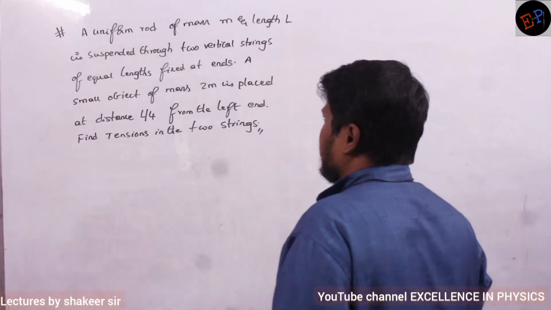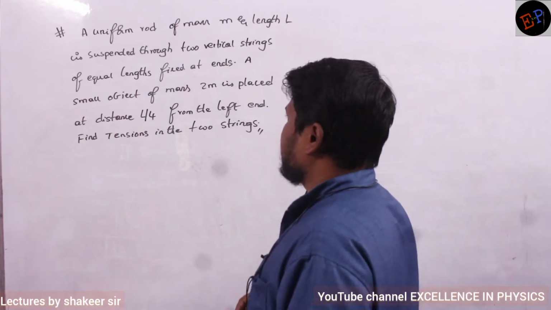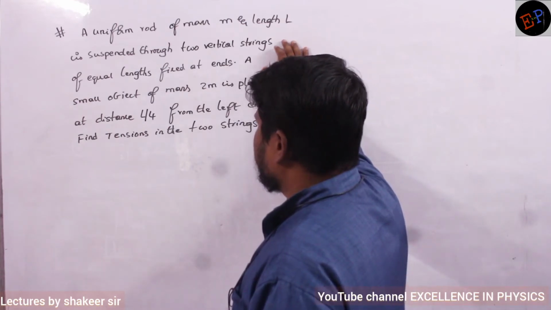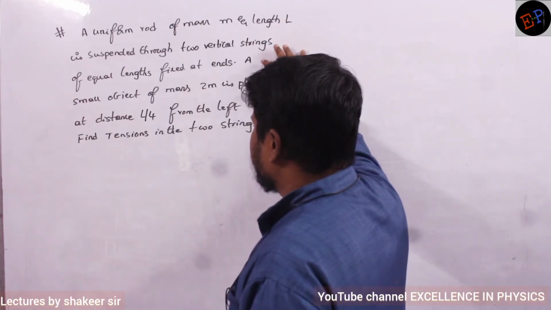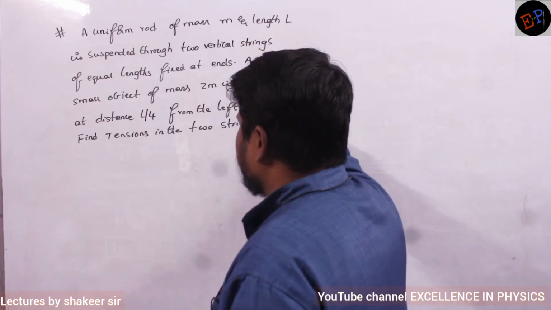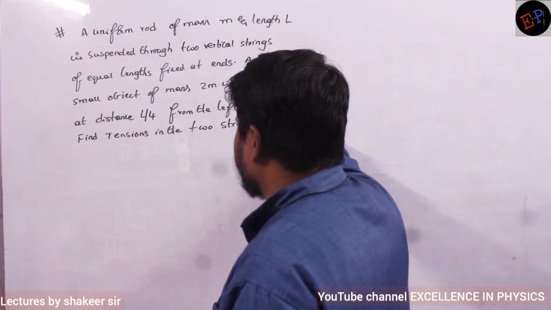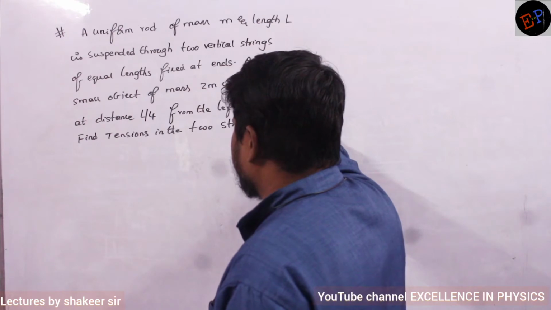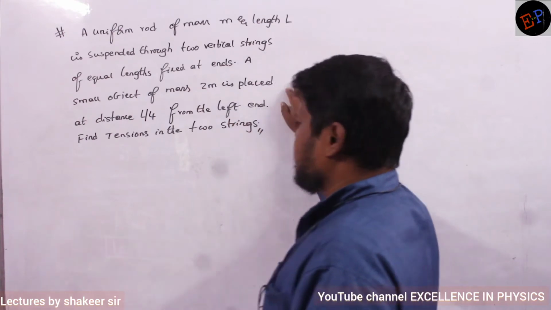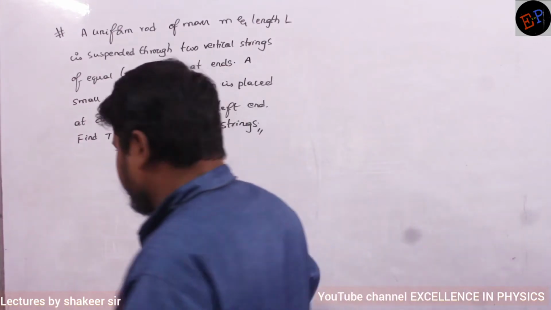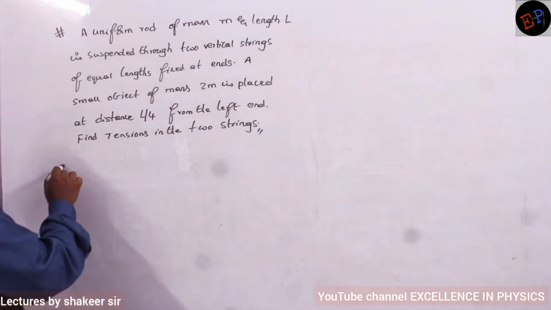A uniform rod of mass m and length L is suspended through two vertical strings of equal lengths fixed at its ends. A small object of mass 2m is placed at a distance of L by 4 from the left end. Then find the tensions in the two strings. Clear? Let us try to draw a diagram of this one.